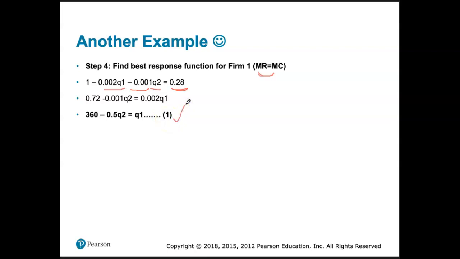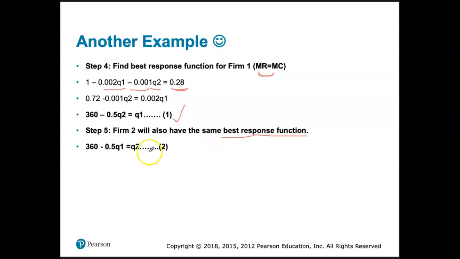Remember the assumption we held, the firms are basically identical in terms of their cost functions and also the products they produce. So Firm 2 will also have the same best response function as Firm 1. So then we have Q2 equaling 360 minus 0.5 Q1 as equation 2. All we did is just substitute Q1 over here, we had Q2. Now since we have Q2, we can plug equation 2 into equation 1.